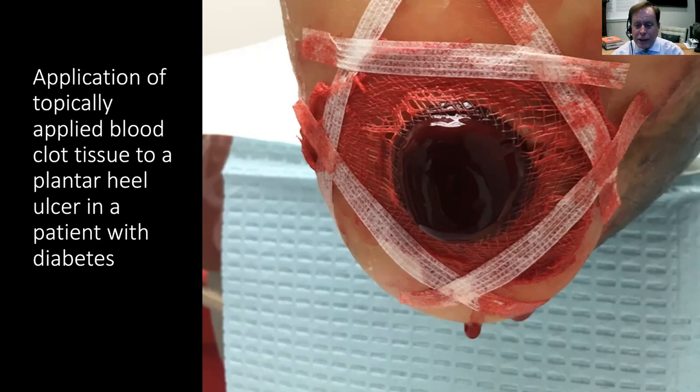The clot basically dries up. And what I found, which was really very interesting, was there was a little hole that was created in the center of the clot for that fluid to drain into the secondary dressing.